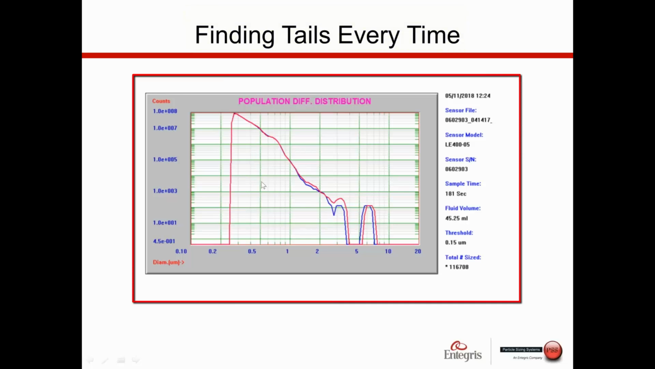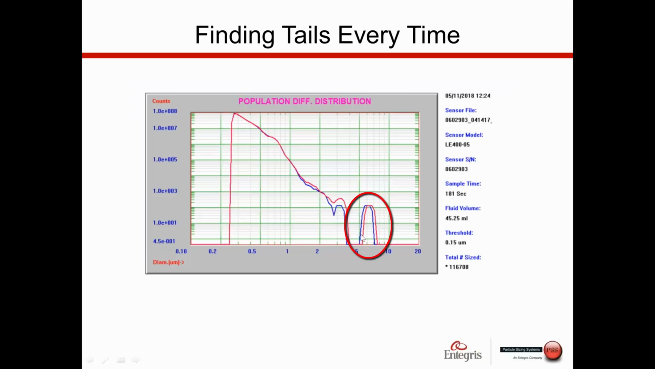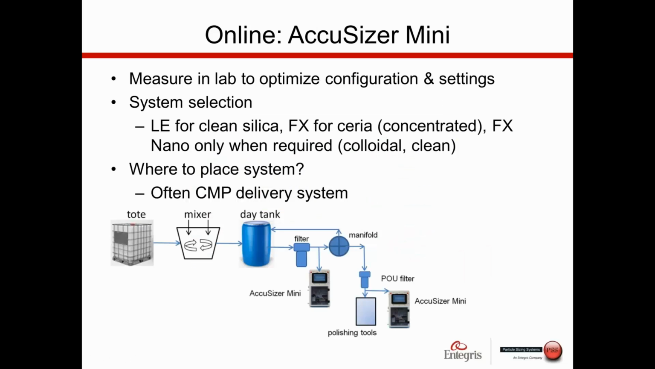So here we're looking at a repeat of two slurries, again with the y-axis on a log scale, the differential distribution. And you see it's very repeatable, and we're catching these tails both times very accurately. The number of particles analyzed in this measurement was 116,000. And those are really the kind of numbers required to be able to accurately find these tails all the time. Competitive instruments may have some advantages, but if you don't have the statistics, you're just not going to catch these tails, and that's why the AccuSizer is so popular.